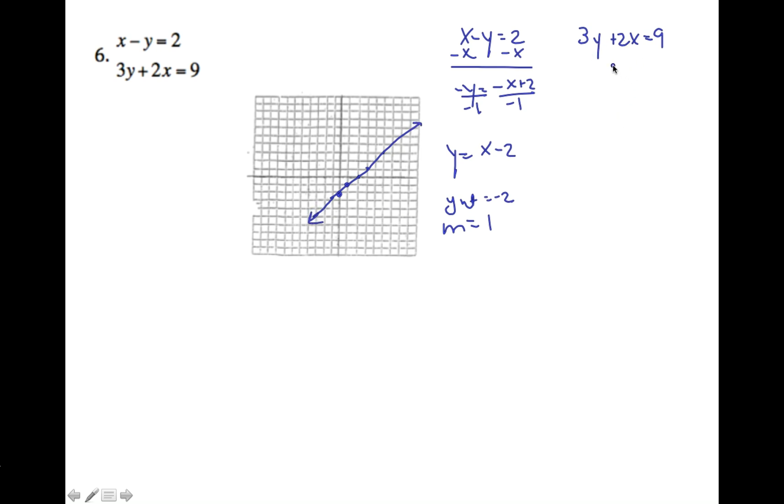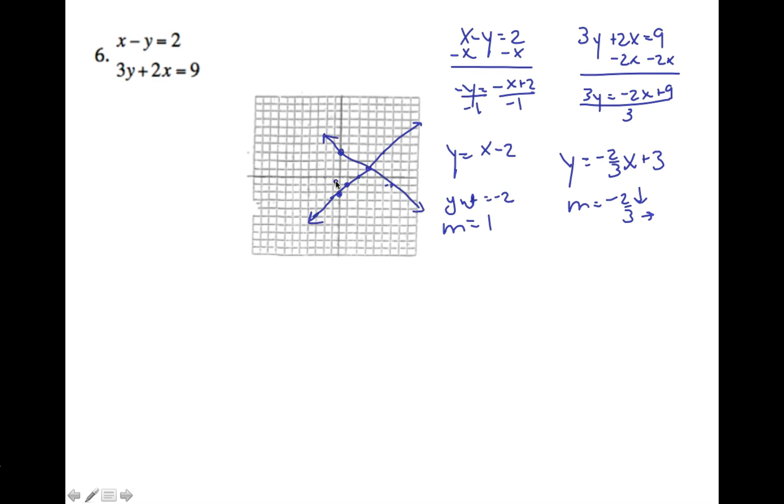And then this one, same thing. You'd subtract 2x. You get 3y is equal to negative 2x plus 9. Divide everything by 3. Y is equal to negative 2/3 x plus 3. So your y-intercept is 3. Your slope is negative 2/3. So down 2, right 3. There's that one.